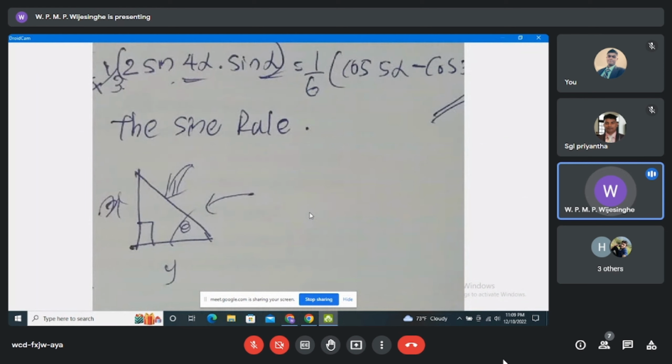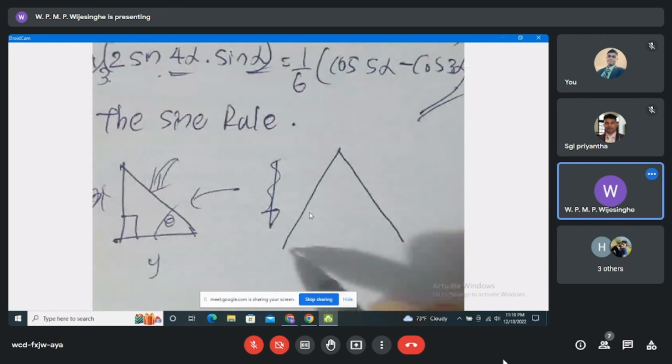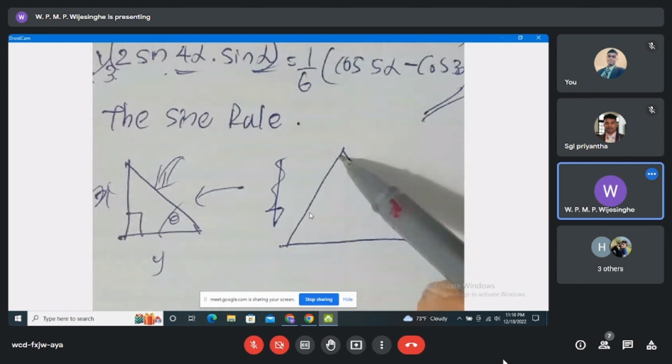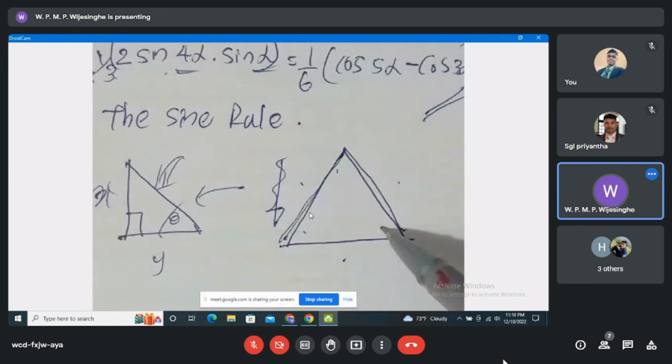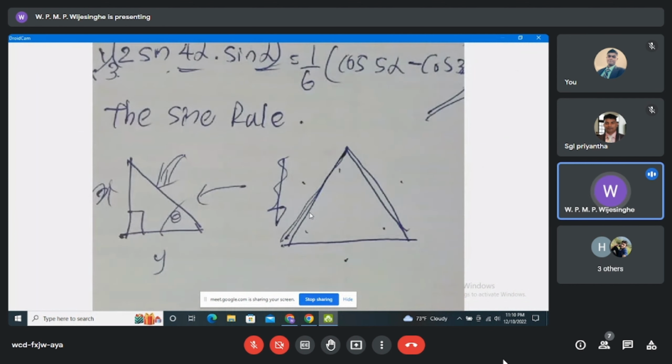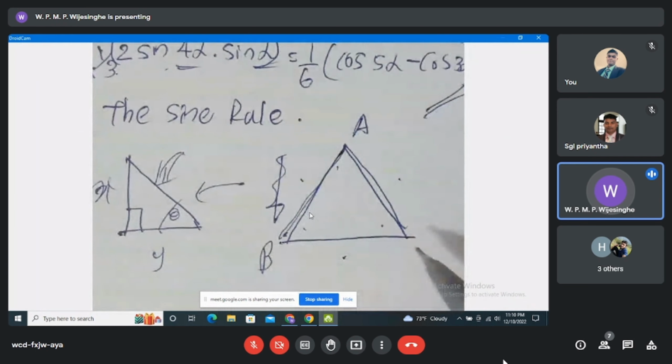What about the other triangles, like an acute angle triangle or an obtuse angle triangle? A triangle has 6 quantities, 3 sides and 3 angles. In trigonometry, we denote the vertices of this triangle by using the capital letters A, B, C.